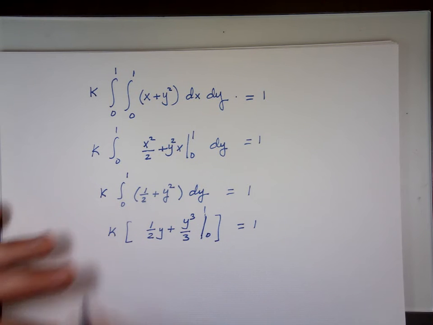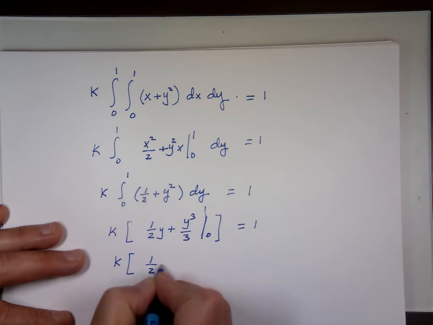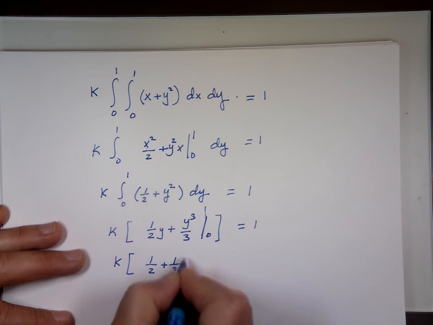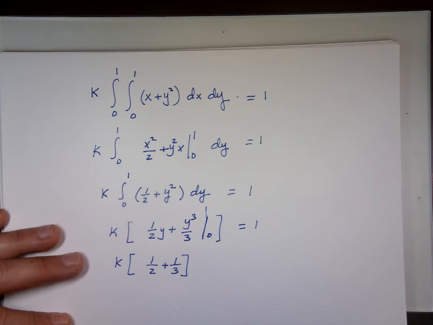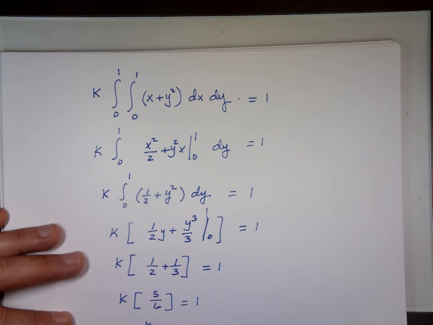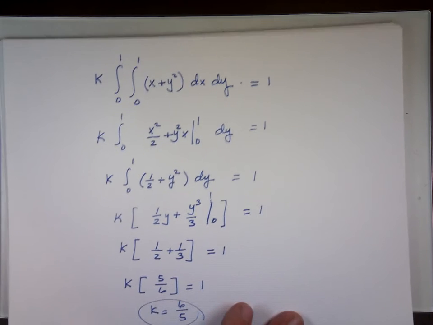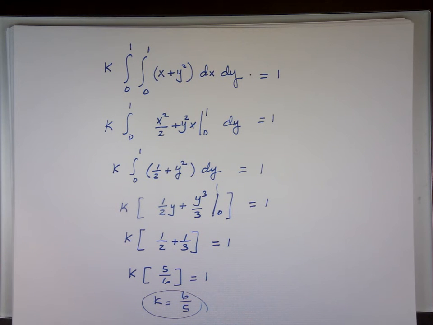When y is 1, you will have what? 1/2 plus 1/3. When y is 0, 0. LCD is 6. K will have to be what? Is it 6 over 5? So if you let k equal 6 over 5, that will make your density function a valid density function.